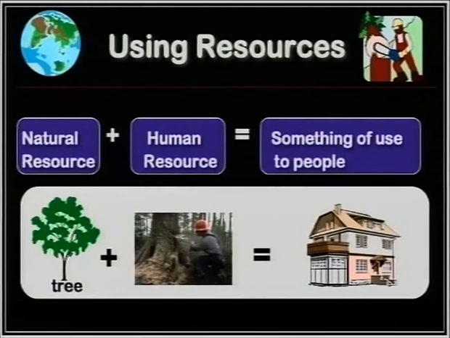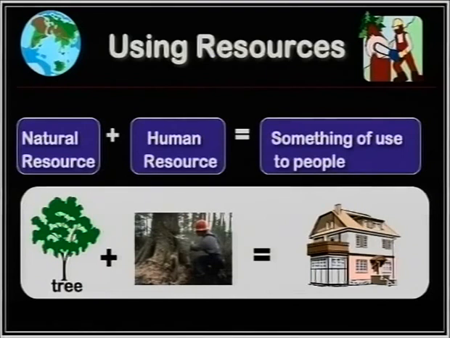Okay, class, how resources are useful to people. Let's look at this example here. All right, number one, the natural resource. What's the natural resource here? Tree. The tree. All right, human resource. Can you explain the human resource? It says natural resource plus human resource equals something of use to people.